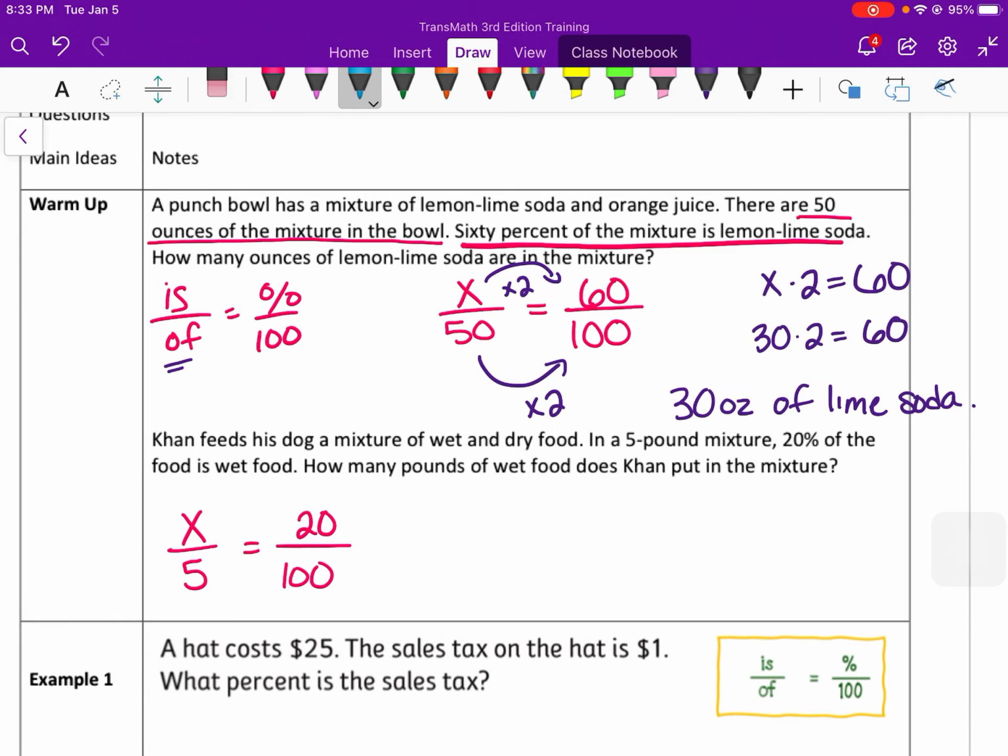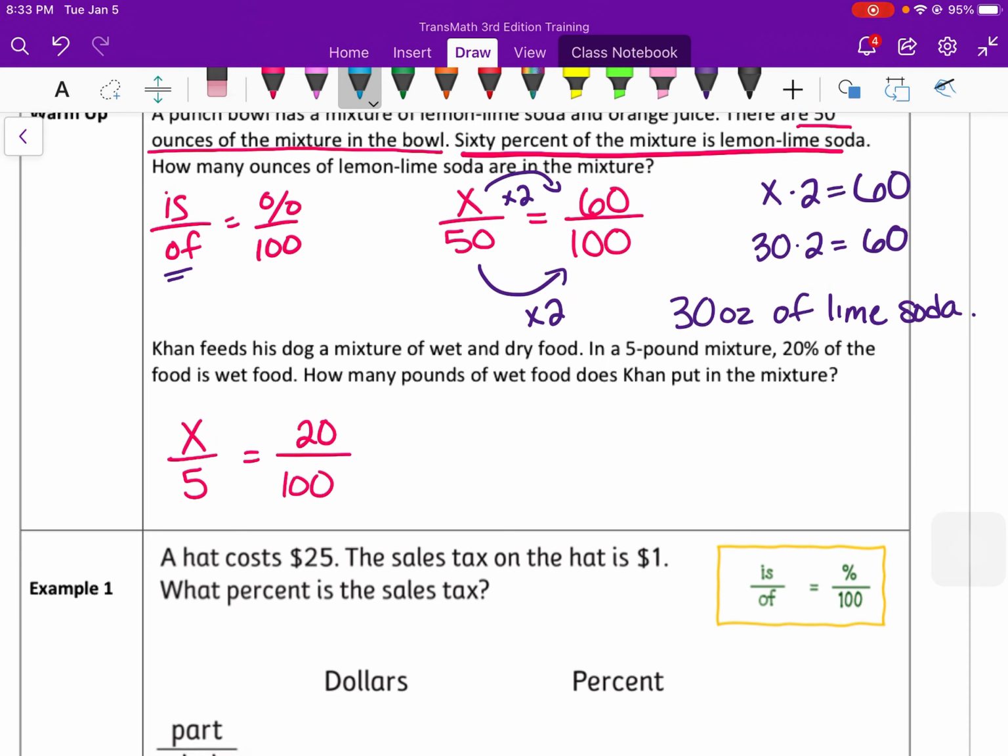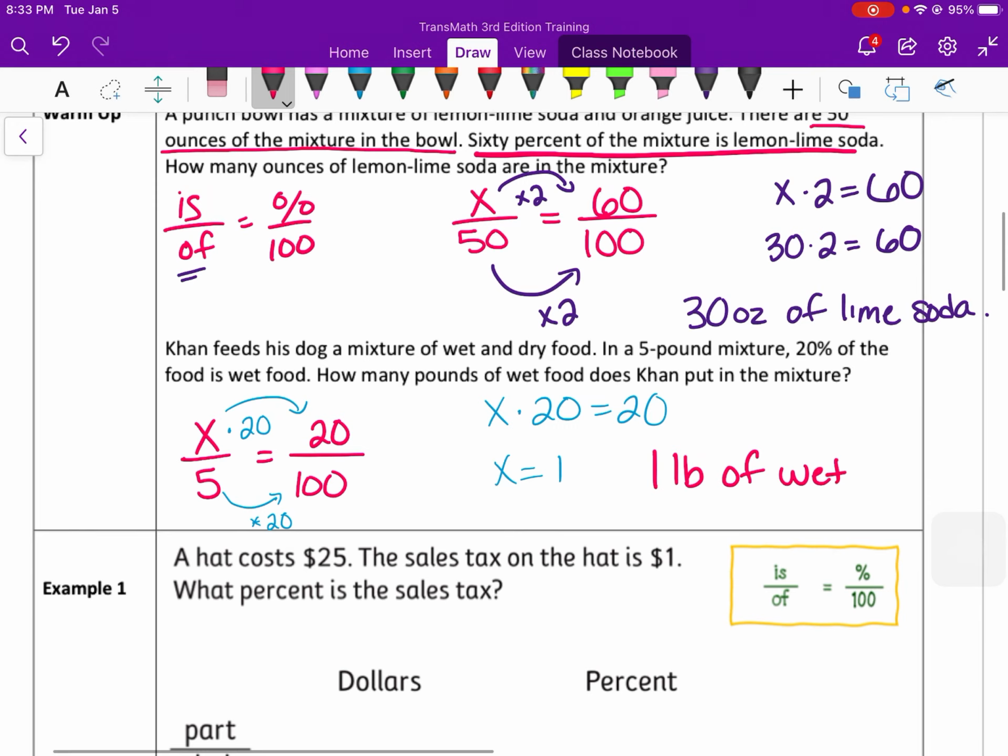You could solve this a couple different ways, but we've done this way before: 5 times 20 is 100. So then x times 20 would have to equal 20. So x times 20 equals 20 means that x has to equal 1, since 1 times 20 is 20. So that means 1 pound of wet food. So those are kind of taking what we learned last week and applying it to some more word problems.